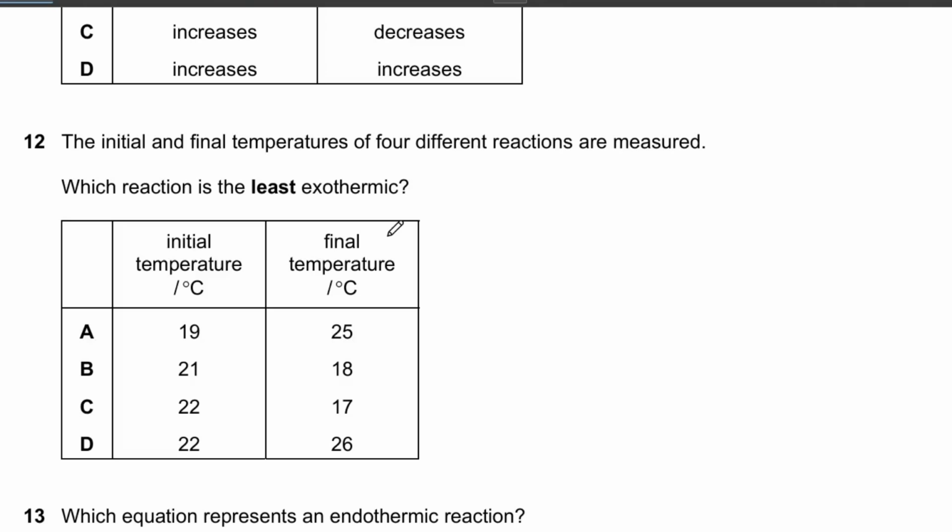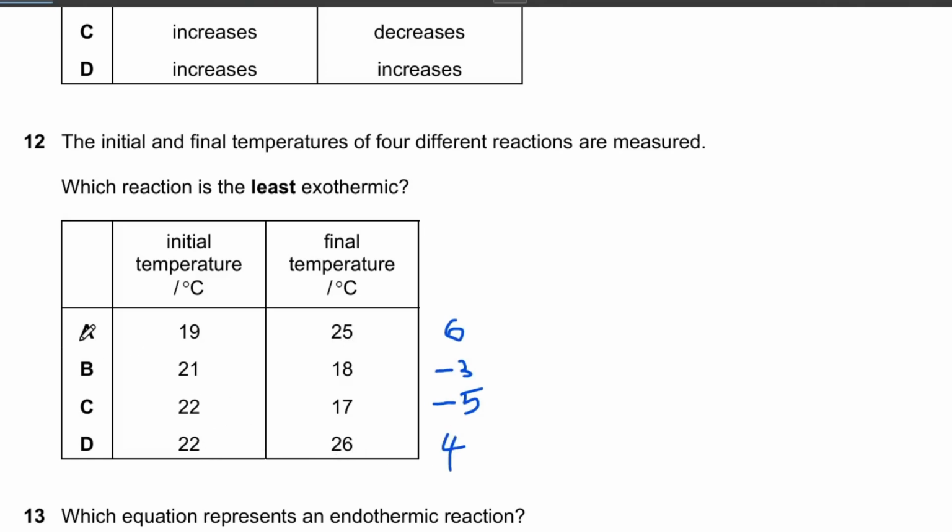So how do we know that? We do final temperature minus initial temperature. So let's start with option A, 25 minus 19, that will be 6 degrees Celsius. 18 minus 21, that will be minus 3. 17 minus 22, minus 5. And then 26 minus 22, that will be 4.